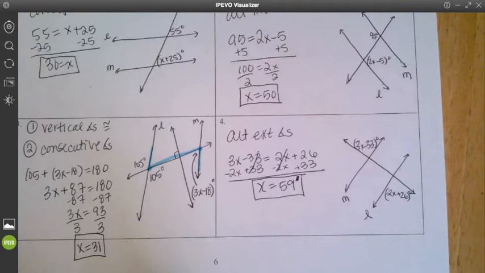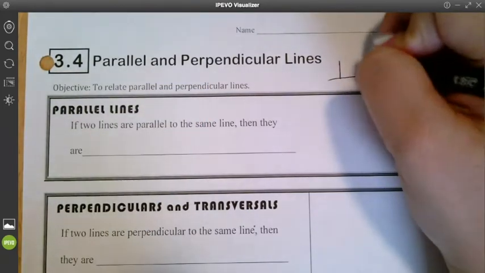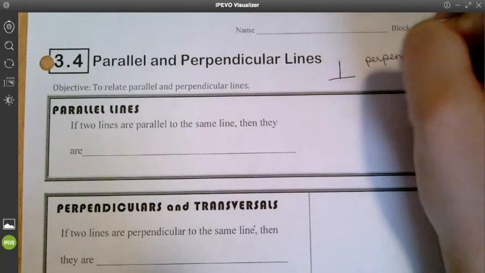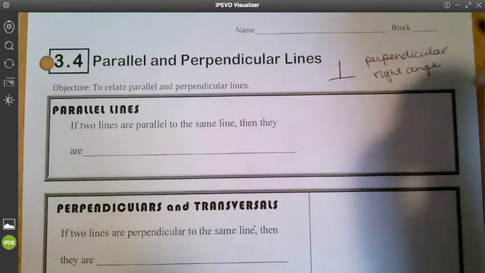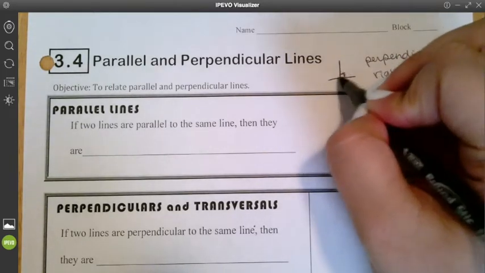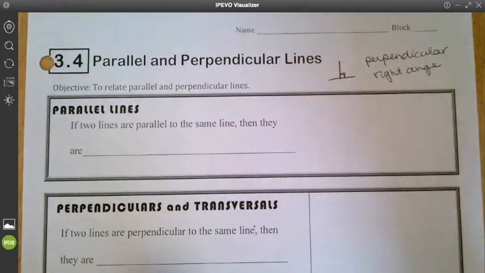Okay, let's take a look at 3.4. In this section, our objective is to relate parallel and perpendicular lines. So we've been looking at properties of parallel lines, and now we're going to look at how those relate to perpendicular lines as well. So perpendicular, remember, means that it makes a 90-degree angle. So perpendicular means it makes a right angle. And so we use the symbol for perpendicular lines. When we're putting the symbol for perpendicular, we don't put the box.